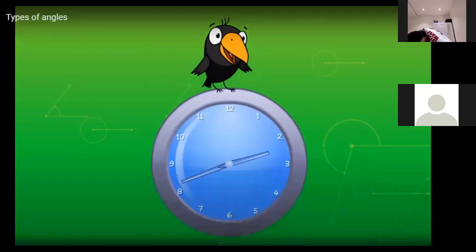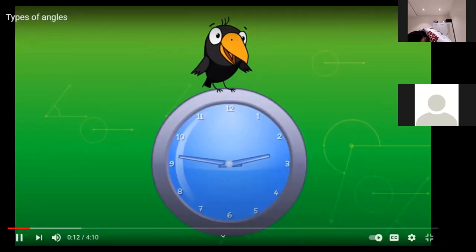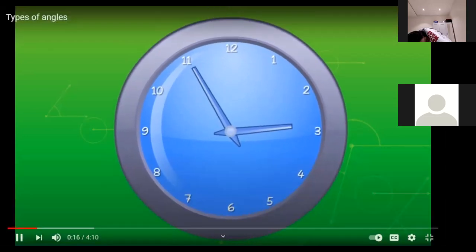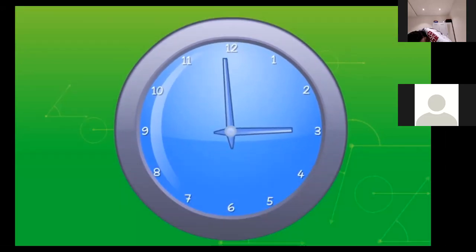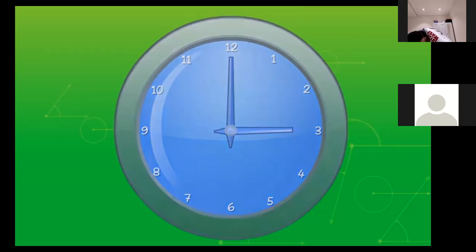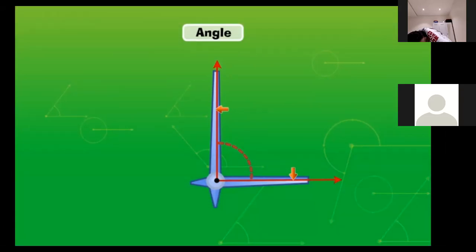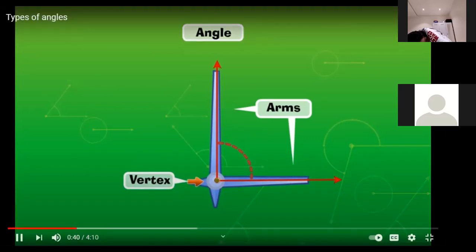Have you ever observed the hands of a clock? The two hands are at different positions at different points of time as they move along the dial. The two hands represent two rays meeting at a point. When two rays have a common endpoint, they form an angle. The two rays forming an angle are called the arms of the angle. The common endpoint is called the vertex of the angle.